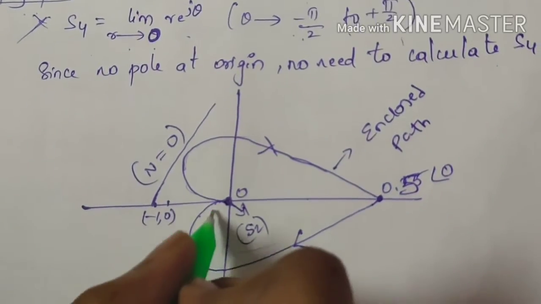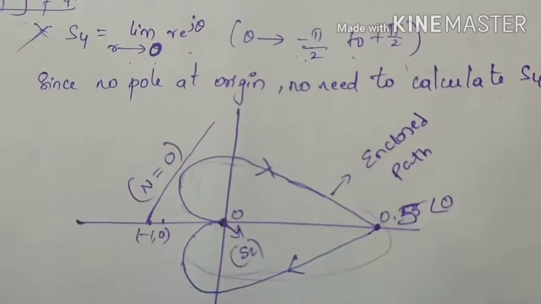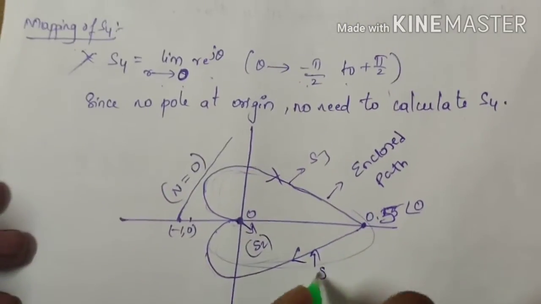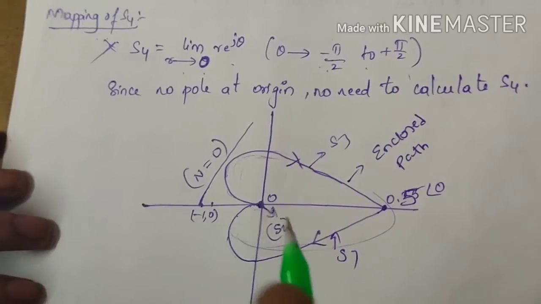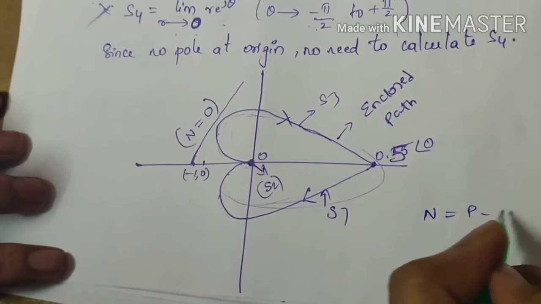So finally you can see it has an enclosed path, an enclosed circle. It is moving in this direction. So this is S3, this is S1, and this is S2. So finally we have the enclosed circle. Now how to find out the stability? As we know the formula, N equals P minus Z.